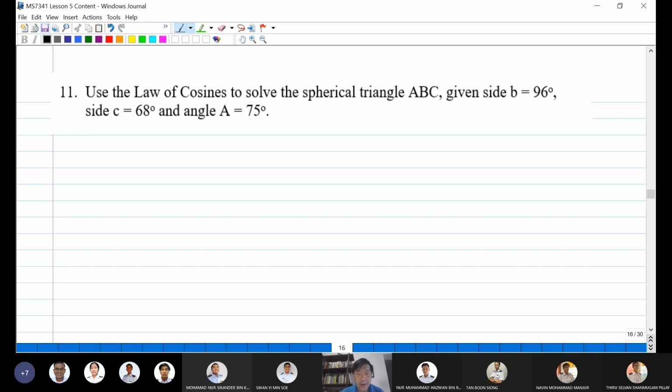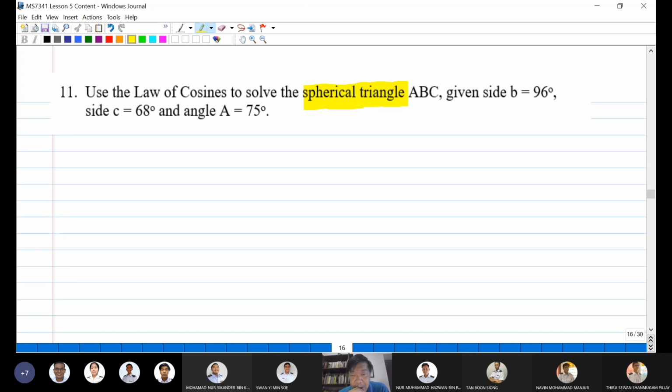Okay, so use the law of cosine to solve a spherical triangle. Again, you see the words spherical triangle. If the question didn't say spherical triangle, don't use it. They just tell you, okay, spherical triangle. Otherwise, it is a plane triangle. Both have a law of cosine, but the spherical triangle and plane triangle are different.